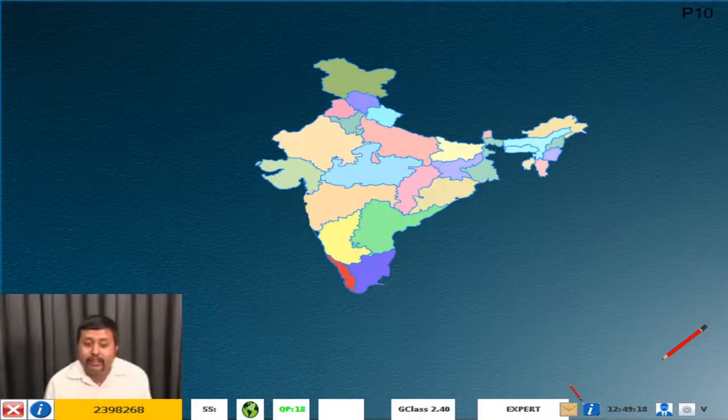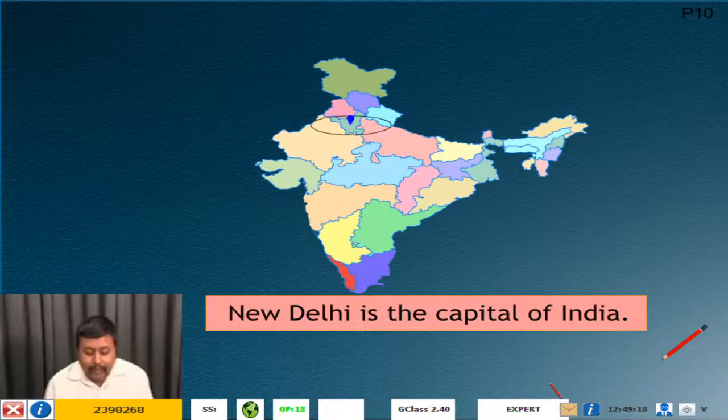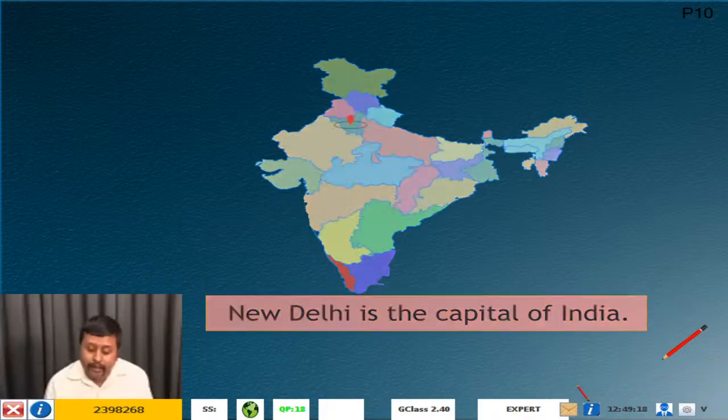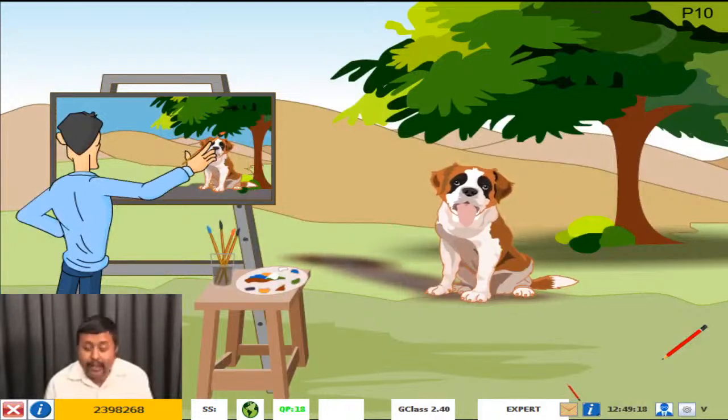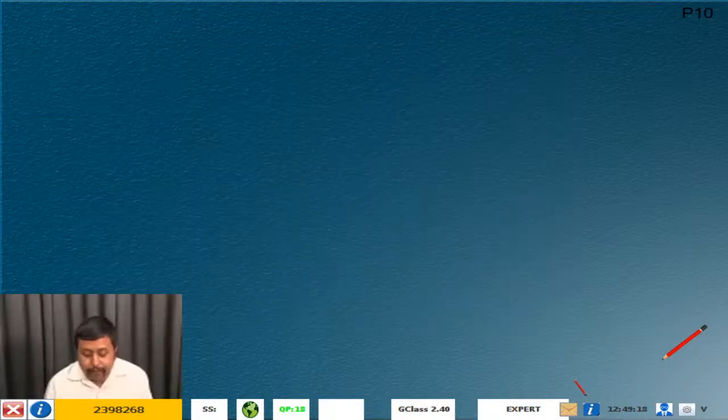So what can we see here? This is the map of India, isn't it? So New Delhi is the capital of India. What type of sentence is this? I'll come to that. But now what can we see? We can see a man drawing a picture of a dog. So Ram paints beautifully. He made a beautiful painting, right? So we can say Ram paints beautifully.